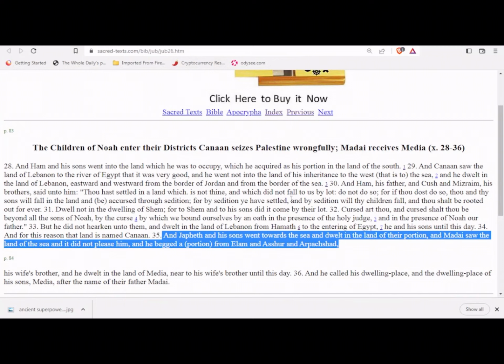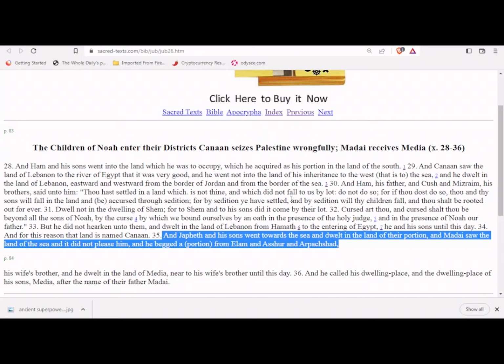Okay, let's read this part. So speaking about Madai, son of Japheth. And Japheth and his sons went towards the sea, and dwelt in the land of their portion. And Madai saw the land of the sea, and it did not please him. And he begged a portion from Elam, and Ashur, and Arphaxad, his wife's brother. And he dwelt in the land of Media, near to his wife's brother until this day.